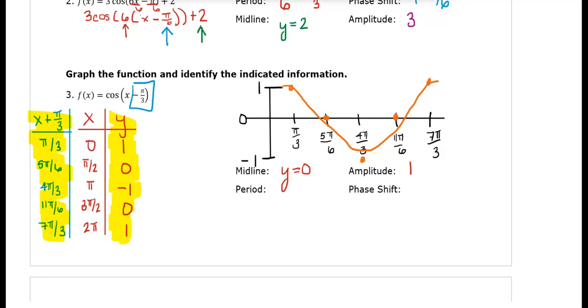Period, 2 pi over b. So 2 pi over, what's b here? Well, b is right here, and it's 1. So really, my period is just 2 pi. Phase shift, that's going to be plus pi over 3, because it is the opposite of what you see there. So it's plus pi over 3.